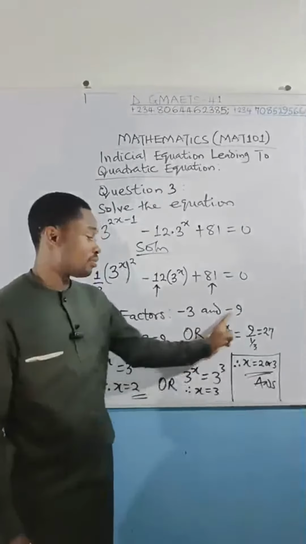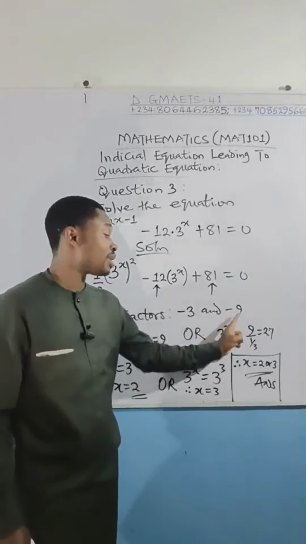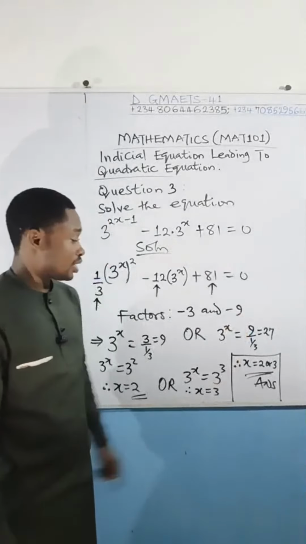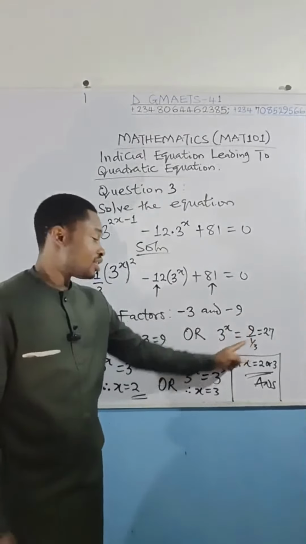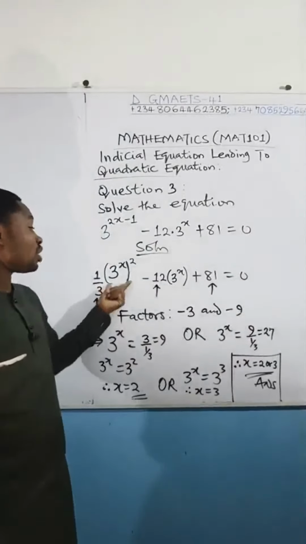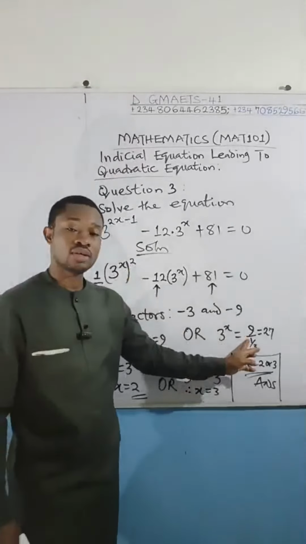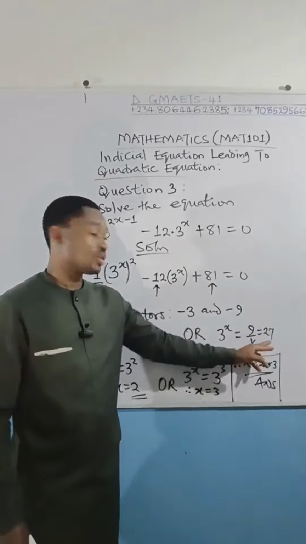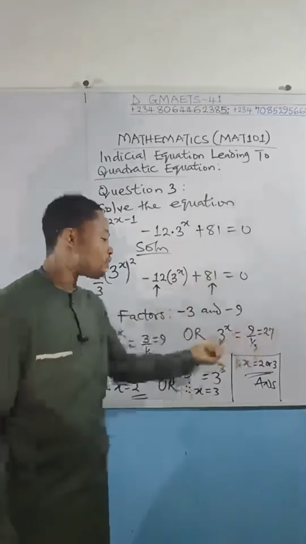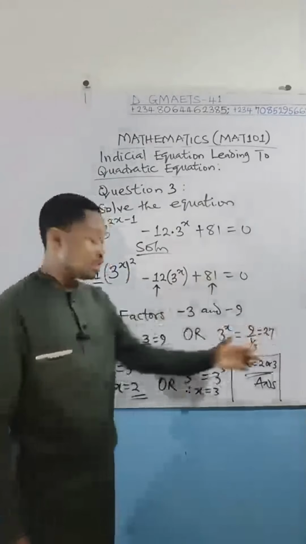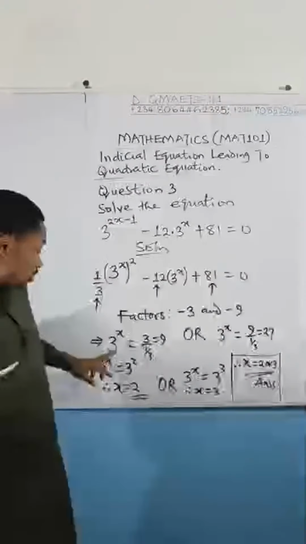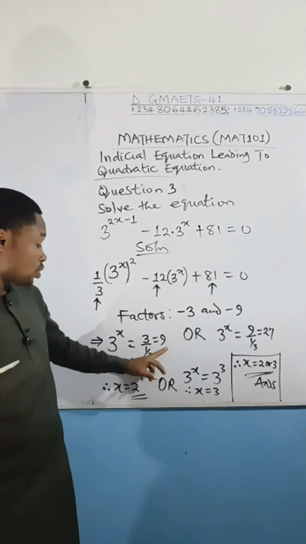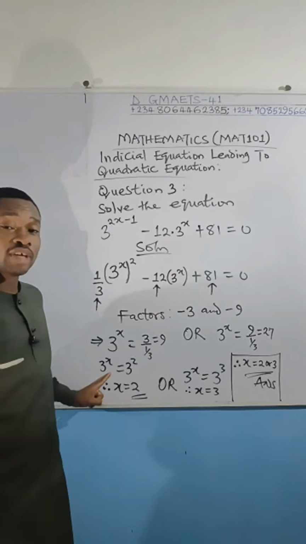Do the same for the second factor. Change this sign, minus 9 becomes plus 9. Divide by the coefficient of the term carrying power 2, which is 1 over 3. This 3 goes up, multiplies 9, you get 27, which means the second value of 3 raised to the power x is 27. From each of them, solve to get the value of x.